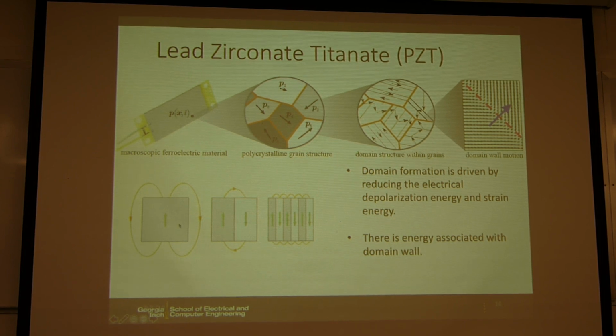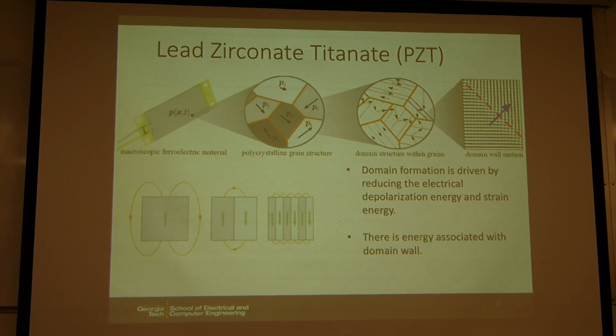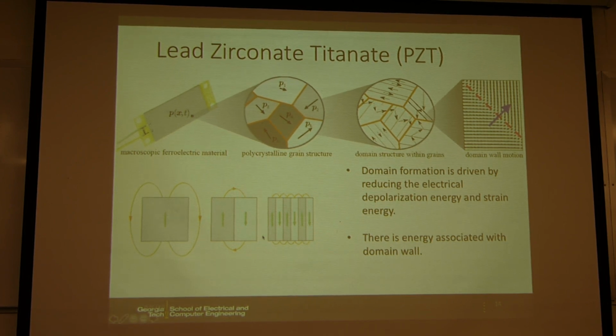As you can see here, if it's just one domain, you have one electric field. If you have multi-domains, you can reduce the energy associated with the depolarization and also reduce the energy of strain. But there's energy associated with the domain wall itself, so you cannot have too many domains. This tells us there's an optimal size for each domain.